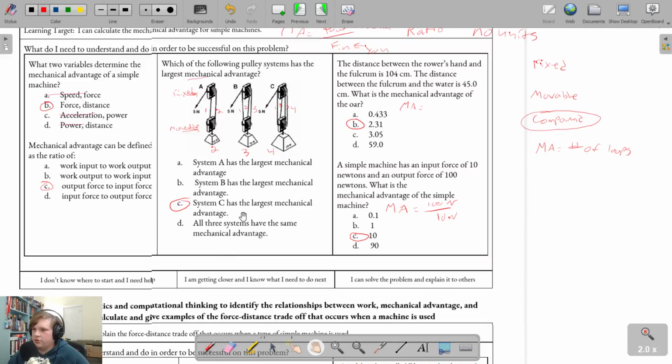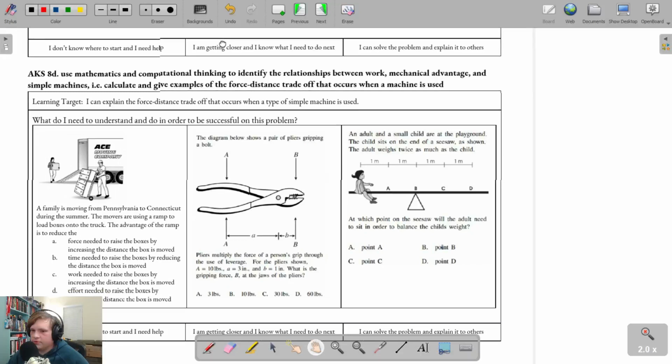So, calculate mechanical advantage. There are way more, like calculating the mechanical advantage of a lever, which we did with the rower. Calculating the advantage of a screw, which is not up here. Calculating the advantage of an inclined plane, which is not up here. These are all different mechanical advantages that you need to be able to calculate. Okay, moving on.